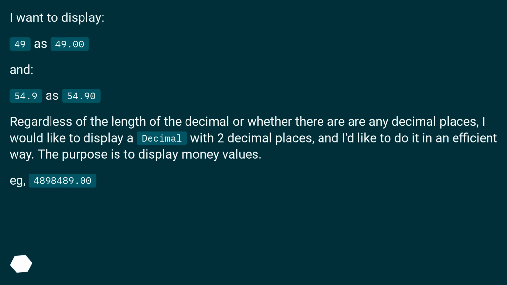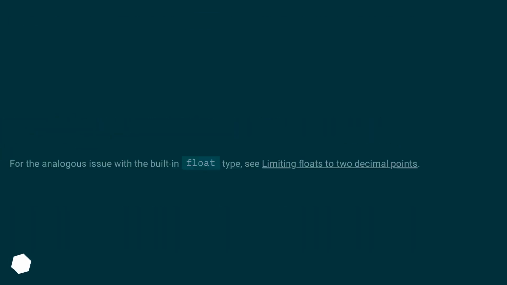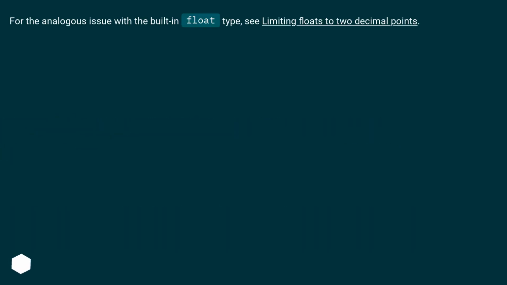The purpose is to display money values, e.g., 4,898,489.00. For the analogous issue with the built-in float type, see limiting floats to 2 decimal points.